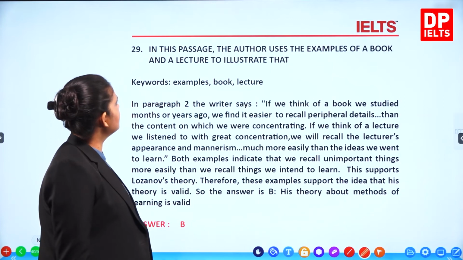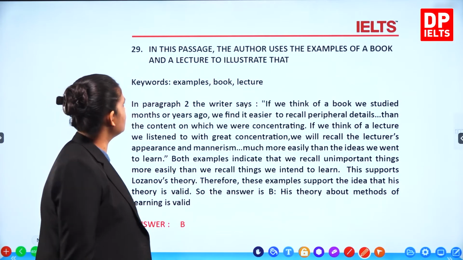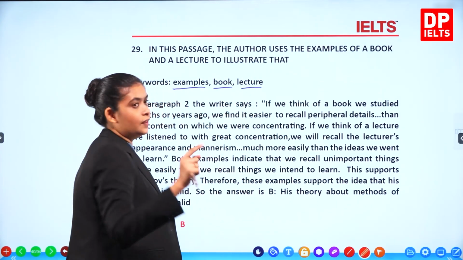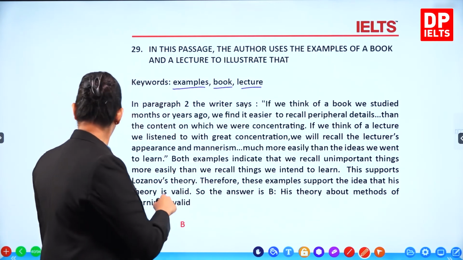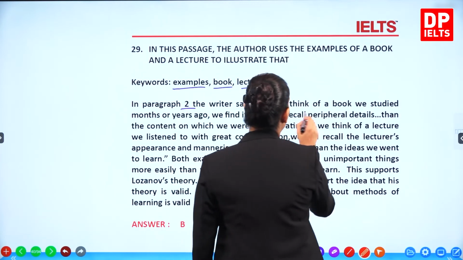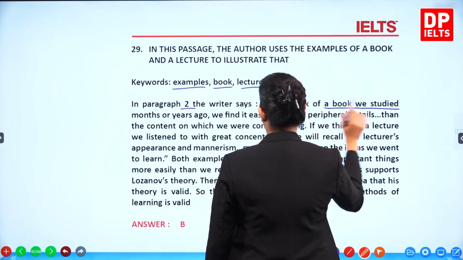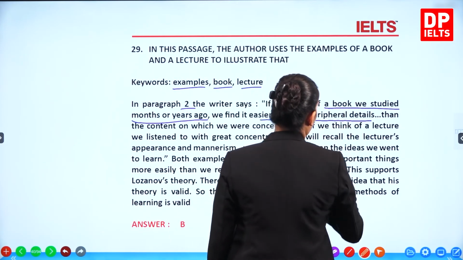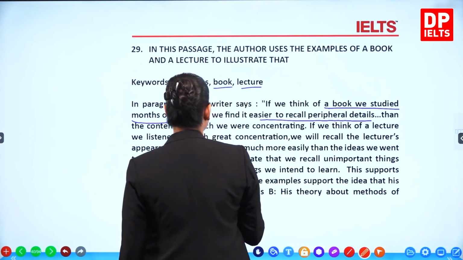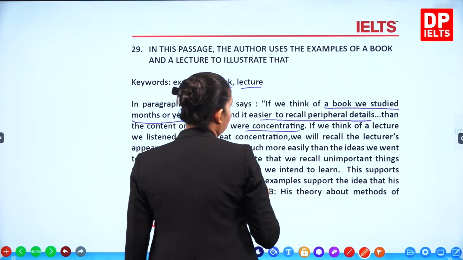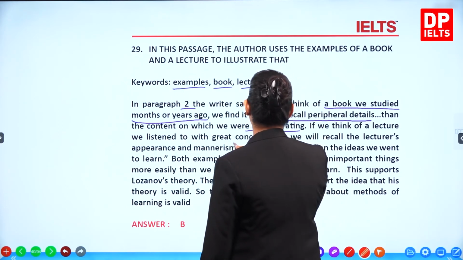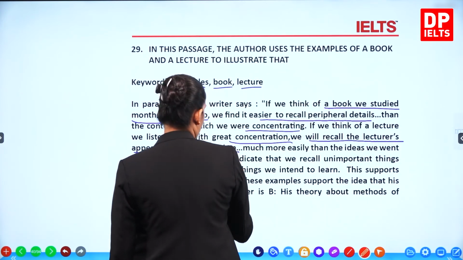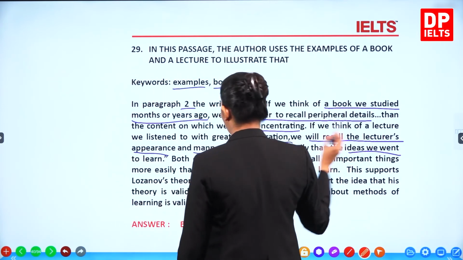29, right? In this passage, the author uses the examples of a book and a lecture to illustrate that. So I think examples, book, lecture are the key words, right? In paragraph 2, the writer says, if we think of a book we studied months or years ago, we find it easier to recall peripheral details than the content on which we were concentrating. If we think of a lecture we listened to with greater concentration, we will recall the lecturer's appearance and mannerism much more easily than the ideas we went to learn.